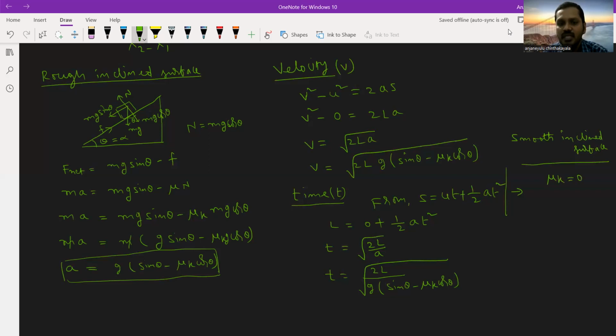Substituting in these three equations, first I write the acceleration: a is equal to g into sin theta. The second equation, velocity v is equal to the square root of 2Lg sin theta. And the third equation, time taken t is equal to the square root of 2L divided by g sin theta. These are the three equations for the smooth inclined surface.